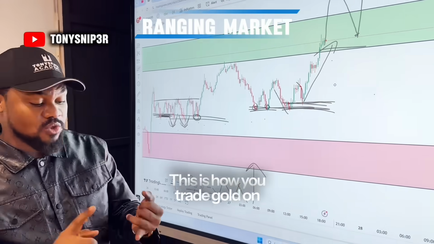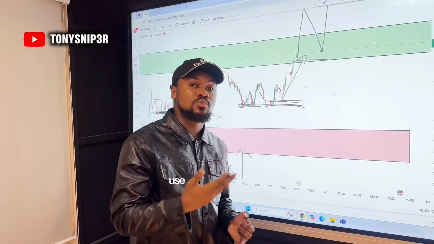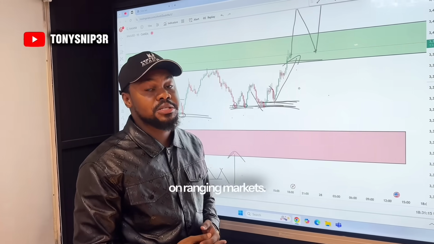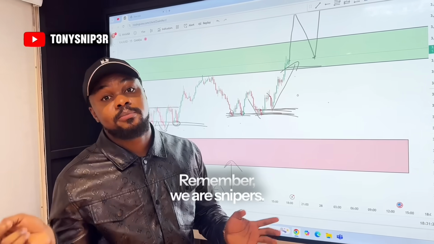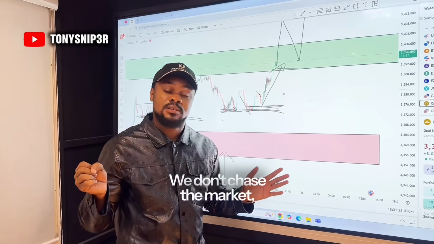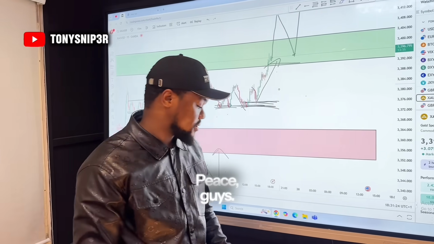This is how you trade gold on smaller time frame, and how to also use smaller time frame to trade gold on ranging markets. I remain Okwanto Uchi, I'm still a sniper. Remember, we are snipers. We don't chase the market, wait for the market to come to us.